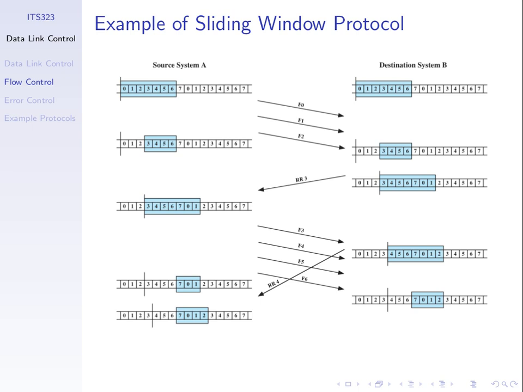Then after that, it receives 4, 5 and 6. So 4, 5 and 6 have been received. They are stored in the buffer. 7 through to 2 are expected to be received. We have space in the buffer for another 4.